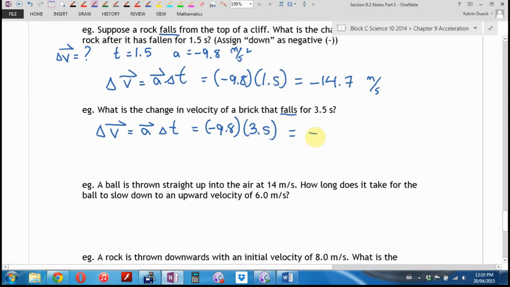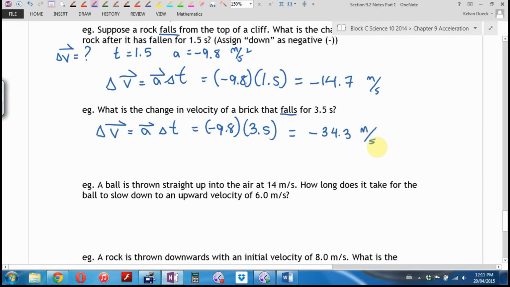9.8 times 2 is 19.6, 29.6, 29.4, 33.4, 34 point, negative 34.3? Am I right? I carried the 1 this time. You guys should be a little impressed. I'm doing decimal math in my head. And it's meters per second.